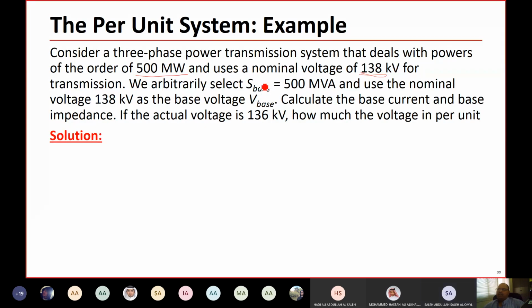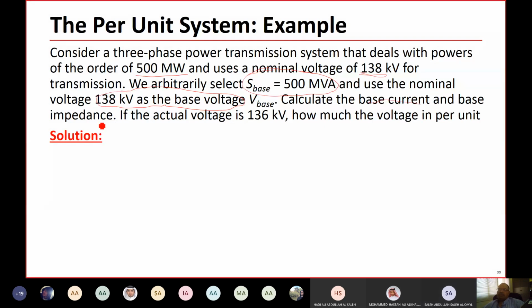We arbitrarily select S base. Of course, as I mentioned, to simplify calculation, you take the base value equal to the rated value. S base equal to this. Nominal voltage equal to the base voltage. So base voltage equal to 138. Can you calculate the base current?